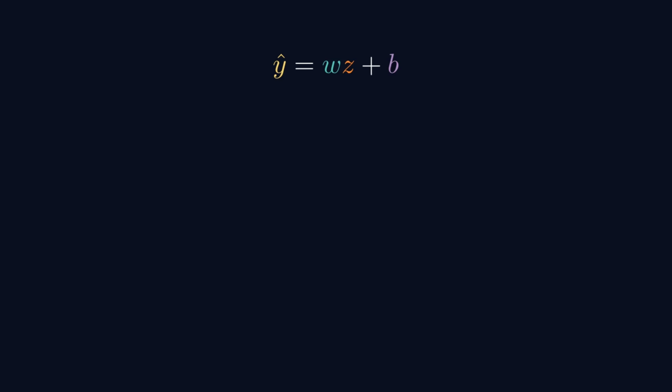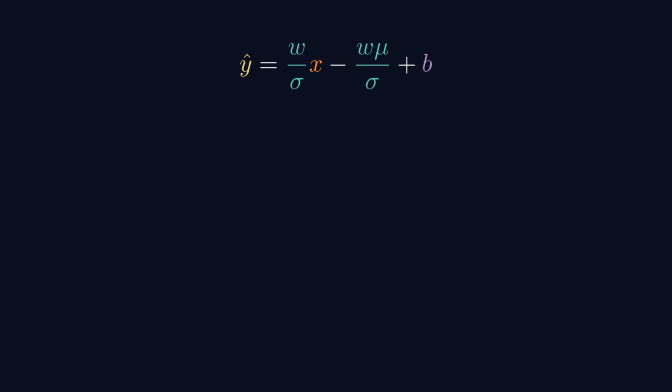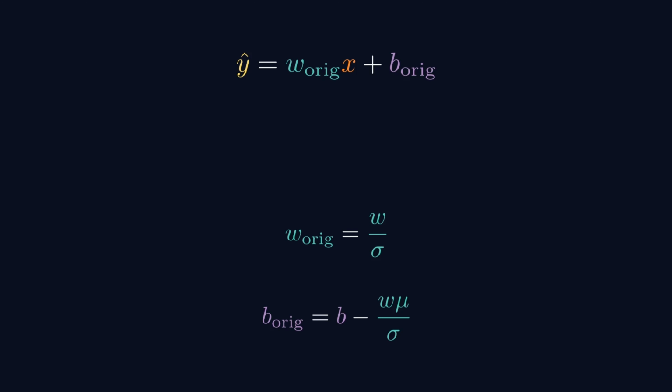And remember, we trained using the scaled version of x. That means our learned parameters are expressed in standardized units, not dollars. So to make them meaningful again, we have to convert them back. The formulas are pretty simple. W original equals W divided by sigma, and B original equals B minus W times mu divided by sigma.